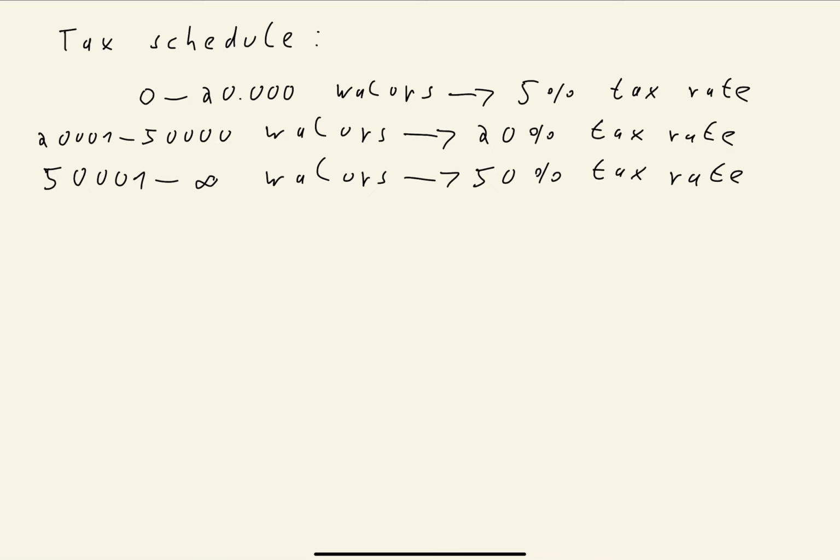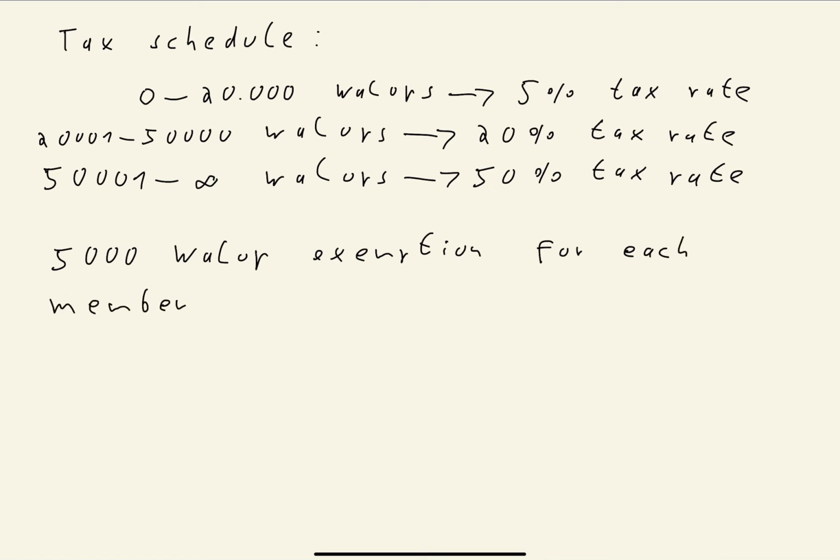So this is describing the tax schedule. And in addition, we have an exemption. So we have a 5,000 valoop exemption for each member of the family.